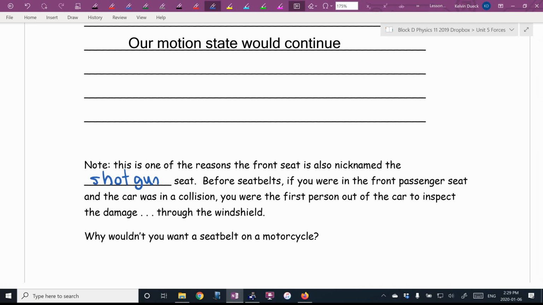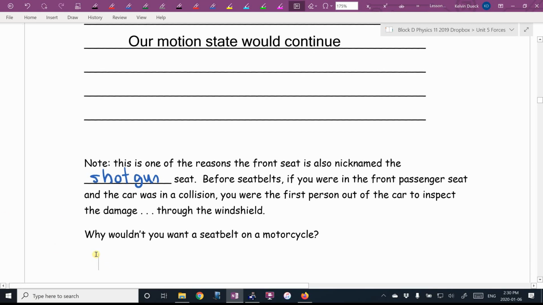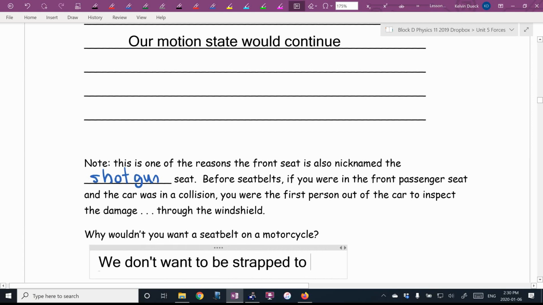So why wouldn't you want a seatbelt on a motorcycle? If seatbelts are so good, Mr. Dueck, why don't we have them on motorcycles? Think about it, it's fairly obvious. Maybe you never thought about it. Because on motorcycles, you might not necessarily want to stay attached. Absolutely. So in a car, it has enough mass and inertia that typically it's going to come to a stop fairly quickly. A motorcycle is going to skid along, so we don't want to be strapped to the wreckage. We don't want to be strapped to tumbling wreckage.